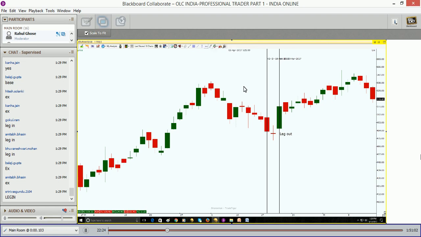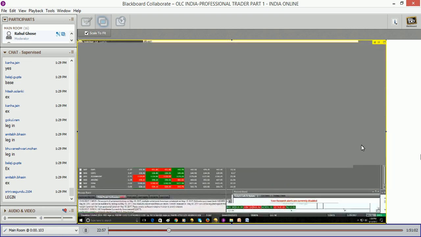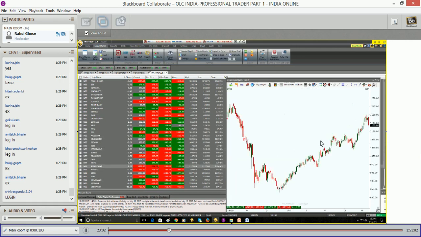Now I mark the highest body of the highest base and the lowest wick, and I call this as my demand zone, friends. I call this as my demand zone. Yeah, let's move on. Let's go to another example.